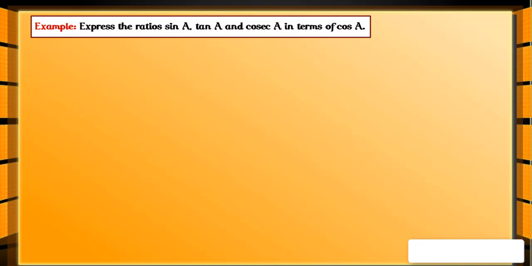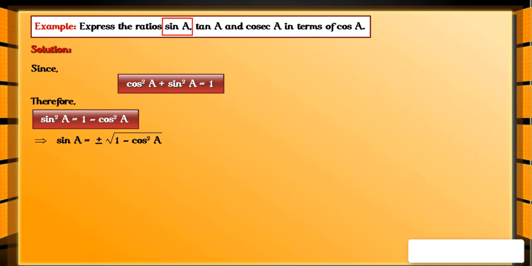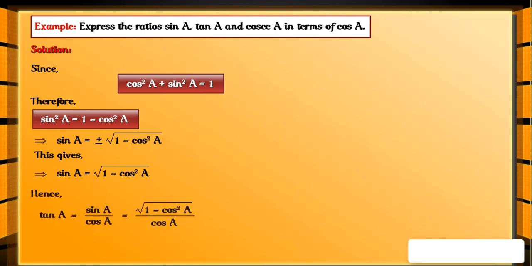Express the ratios sin A, tan A and cosec A in terms of cos A. Let us solve this. Since cos square A plus sin square A is equal to 1, therefore sin square A is equal to 1 minus cos square A, which implies sin A is equal to plus minus under root 1 minus cos square A. We will not consider the negative square root. This gives sin A is equal to under root 1 minus cos square A.